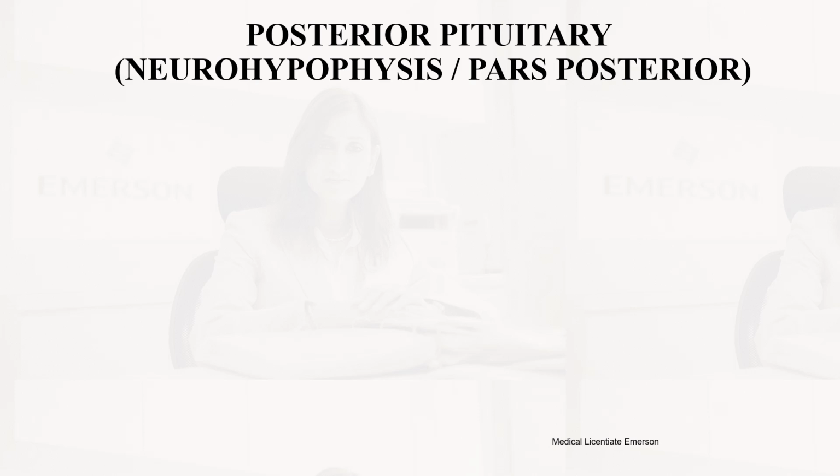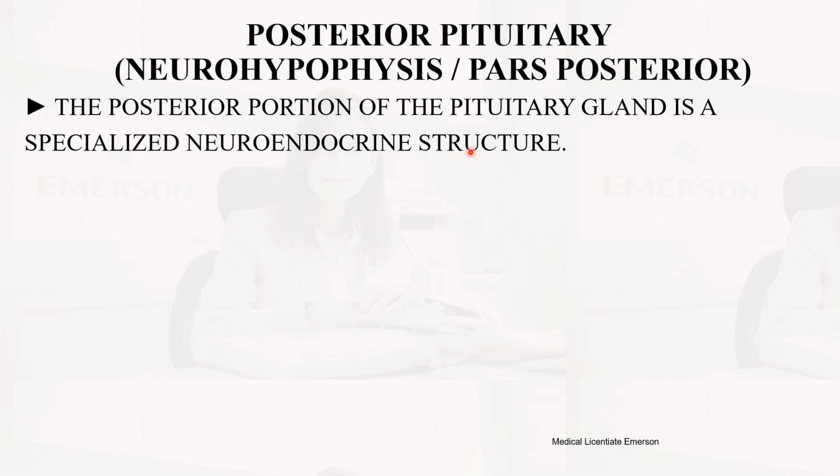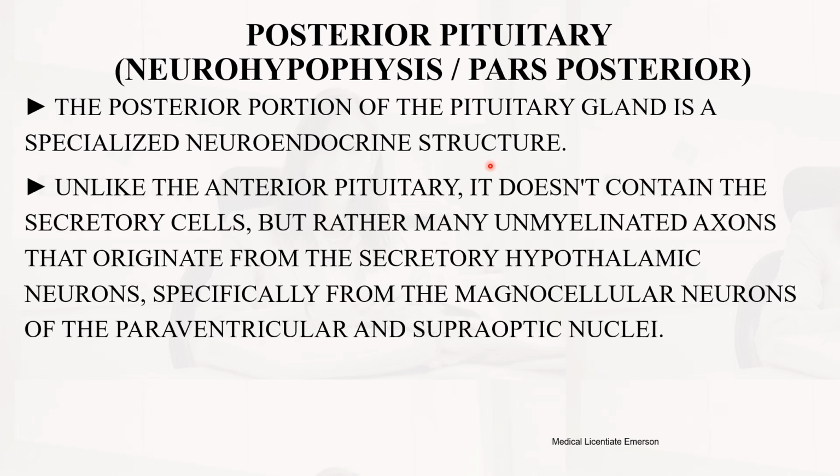Okay, so we are done with the anterior lobe. Let's go to the posterior pituitary now. So the posterior portion of the pituitary gland is a specialized neuroendocrine structure. Unlike the anterior pituitary, it doesn't contain secretory cells, but rather unmyelinated axons that originate from the secretory hypothalamic neurons, specifically from the magnocellular neurons of the paraventricular and the supraoptic nuclei.